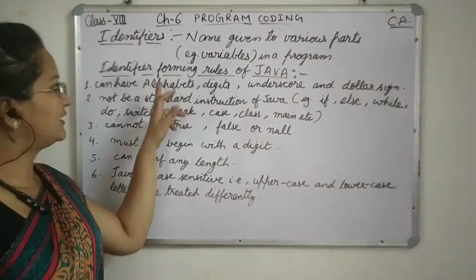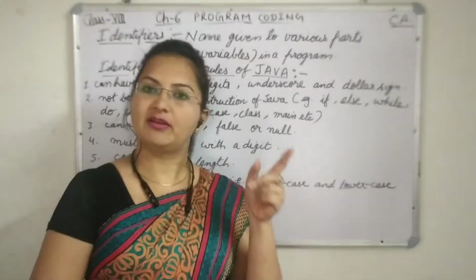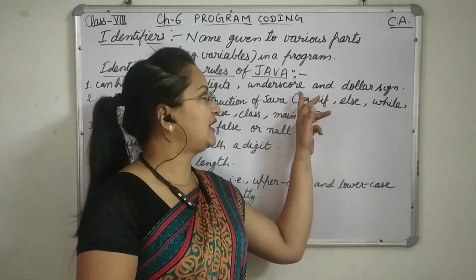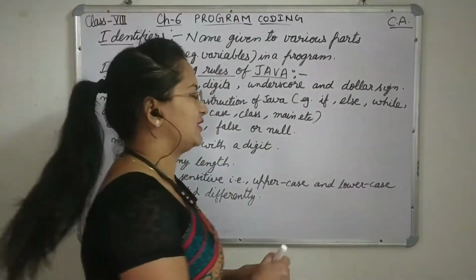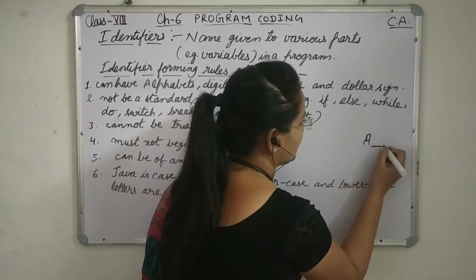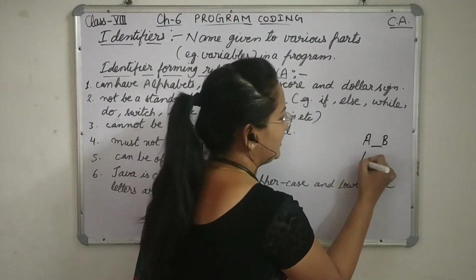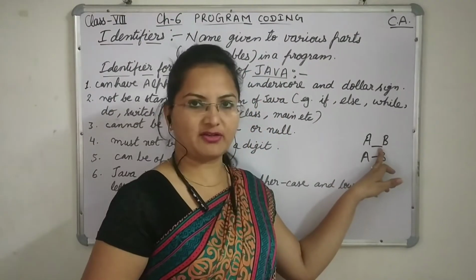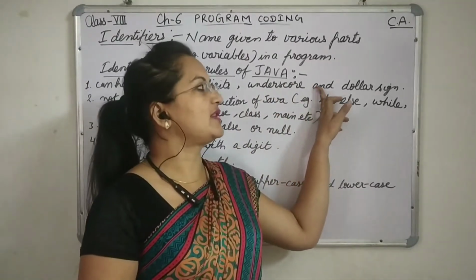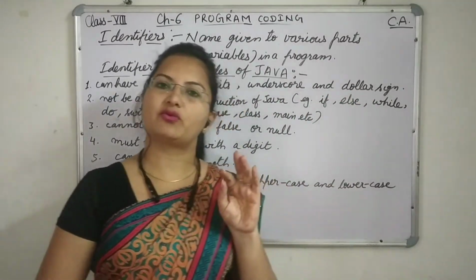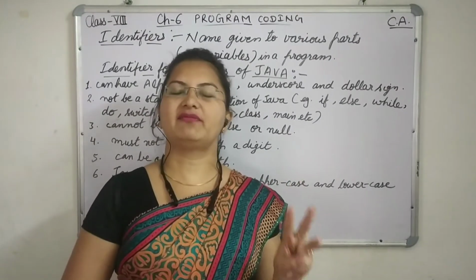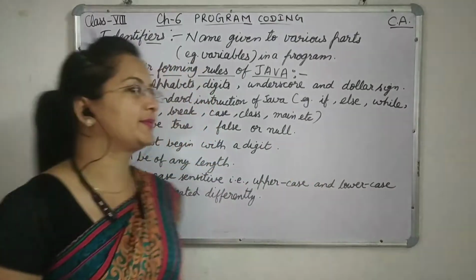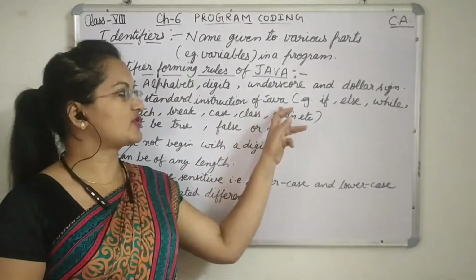So the first rule is there can be alphabets A to Z, both capital or small. Then we can use numbers 0 to 9. We can use underscore. Okay, underscore. You write underscore like this. This is underscore. You can see the difference. This is hyphen and this is underscore. Underscore we can use, and we can use the dollar symbol. Got it? We can use alphabets, we can use numbers, and we can use only two symbols, that is underscore and dollar symbol.